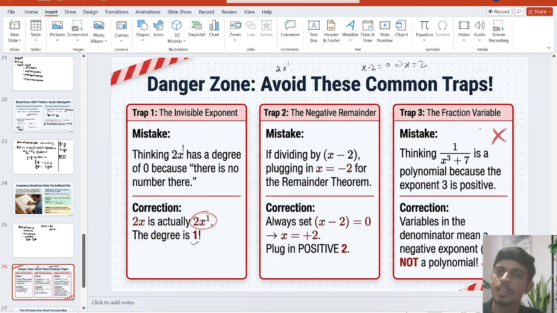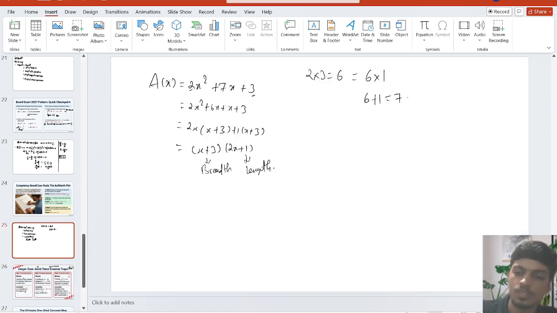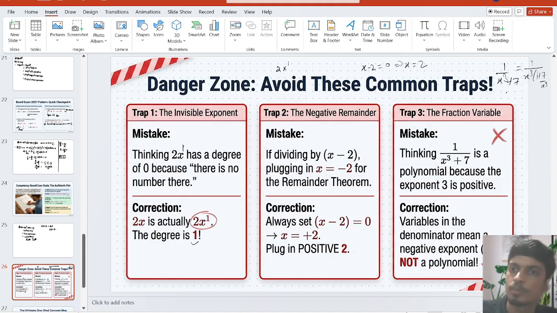Okay, and the fraction variable mistake: thinking 1 by x cube plus 7 is a polynomial because the exponent 3 is positive. No, because in 1 by x cube plus 7, if we take x cube common, you get 1 by x cube times (1 plus 7 by x cube). So this is 1 plus 7 by x cube. You get x to the power minus 3 upon 1 plus 7 x to the power minus 3, and this power is minus 3, so this is not a polynomial. Okay, a variable in the denominator means a negative exponent, minus 3, so it is not a polynomial. I hope you understand it.